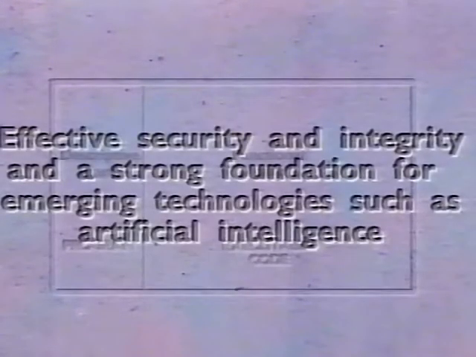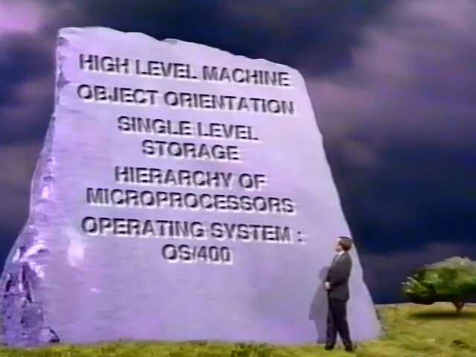As well as integrity, program maintenance is made much easier. And also the writing of knowledge-based systems where you represent knowledge as objects is much, much easier on an object-oriented system than on one that isn't. So object orientation gives you the following. It gives you effective security and integrity, and it also gives you a strong foundation for emerging technologies such as artificial intelligence. And now the third concept.